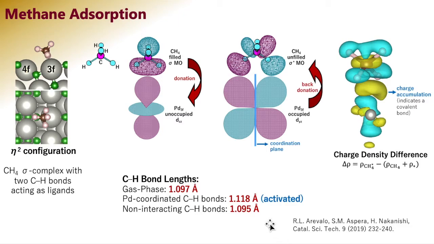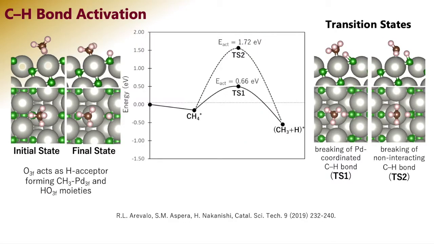We found that these activated CH bonds are elongated by 21 milliangstrom with respect to the gas phase CH bonds of methane. The charge density difference plot in this figure shows an accumulation of charges between CH4 and the palladium 3F atom, which is attributed to a dative covalent bond. So let us now look at the energy needed to break the activated and non-activated CH bonds of methane. This figure shows the energy profile for the dissociation of methane into CH3 plus H.